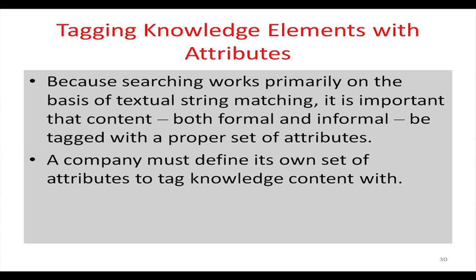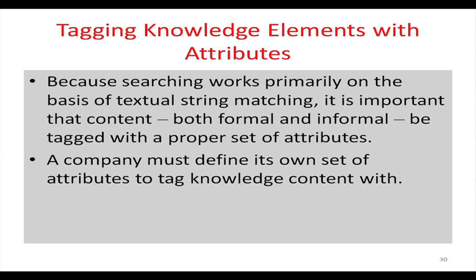Okay. So, we have discussed the search strategies related to the attributes. Now, we have to see how we are going to tag elements with these attributes. When we tag knowledge elements with attributes, the basic objective is that since searching takes place based on the textual listing machine, the content, that is the knowledge, whether it is available formally or informally, has to be tagged with some set of attributes, because if these attributes are not attached or tagged with the knowledge, then search becomes very difficult.